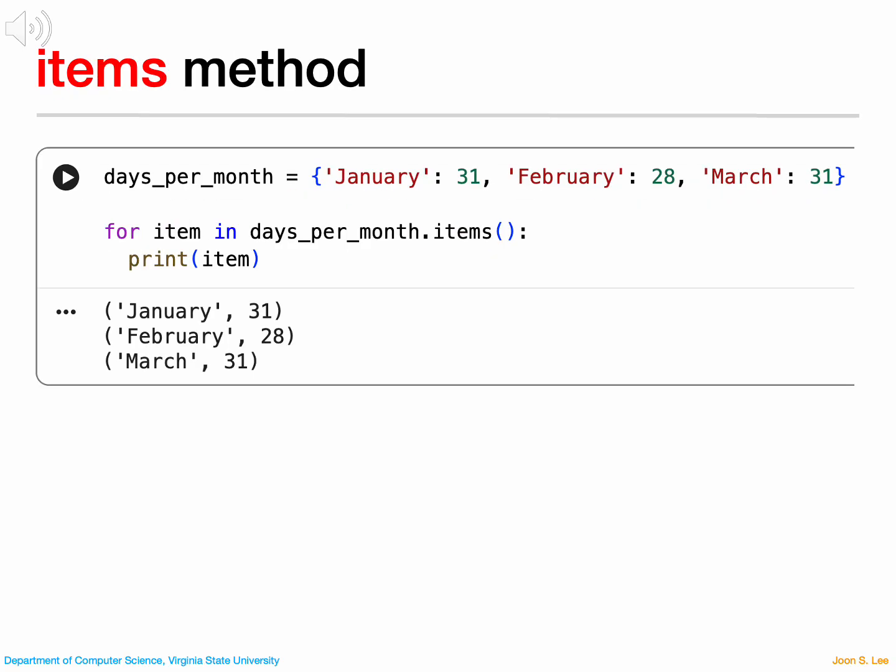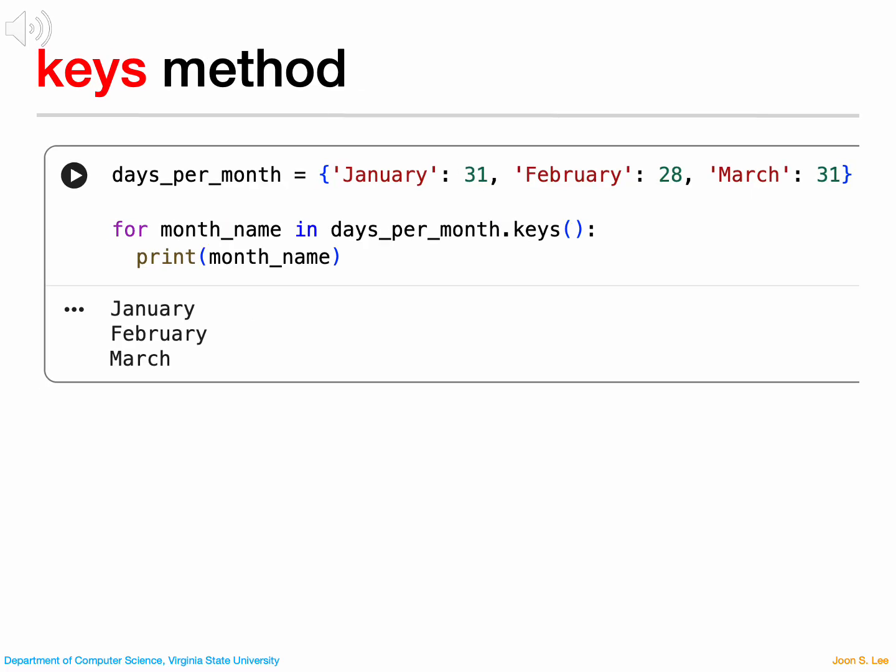The items method returns each key value pair in the dictionary as a tuple. When we iterate through items, each loop returns a pair containing the key and its corresponding value. In this example, each iteration prints a tuple showing the month and the number of days.